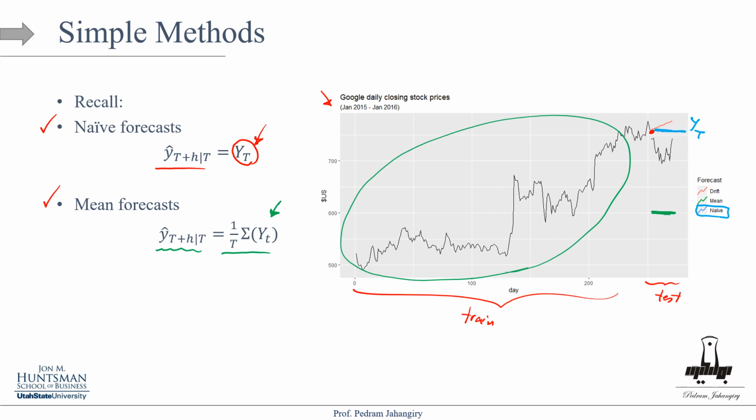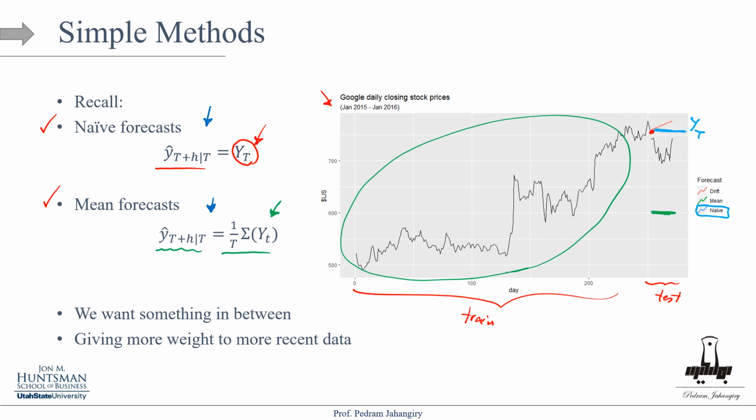And as you can see, you can think of both of these benchmarks as weighted averages. In the first one, we're putting all the weight on the last observation. In the second one, we are equally sharing the weights between all the observations. So what we need is something in between, right? These exponential smoothing methods or ETS models that we're going to talk about lie somewhere in between the two. We're going to weight the observations in a way that, for example, the most recent data has more weight compared to the very far data in the past. So we're going to give more weight to more recent data.